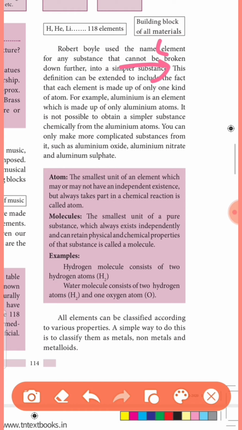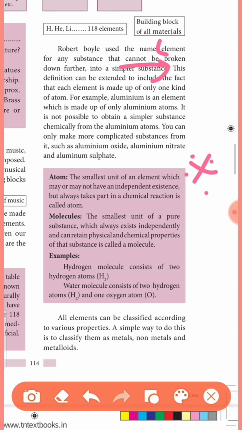What are atoms? These are very important definitions, questions and answers. The smallest unit of an element which may or may not have an independent existence but always takes part in a chemical reaction is called an atom. What are molecules? The smallest unit of a pure substance which always exists independently and can retain the physical and chemical properties of that substance is called a molecule.